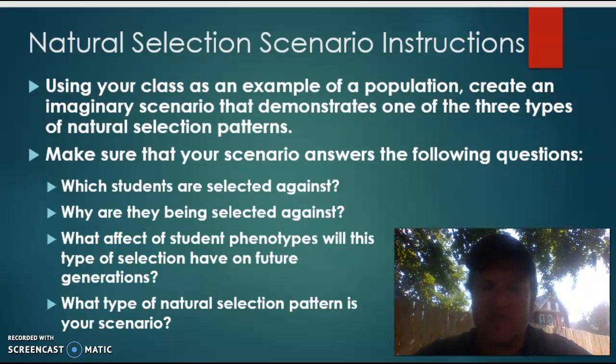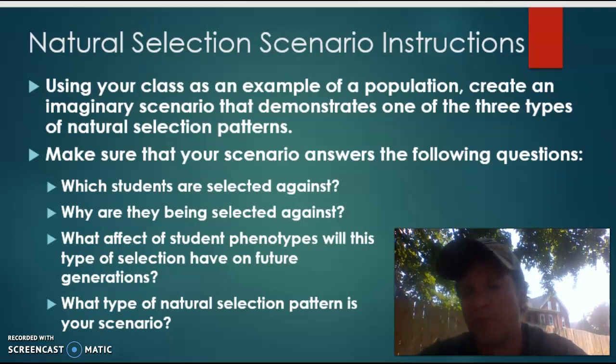As you develop these scenarios, there's certain things I need you to take into consideration here. A couple questions I need answered. So you need to think about what students are being selected against and why are they being selected against. Remember, natural selection only acts on genetic traits, right? So there's certain traits that individuals have that allow them to survive and reproduce better than other individuals. Right? I need you to think about what those genetic traits are, and those are the traits that you are going to talk about in your natural selection scenarios.